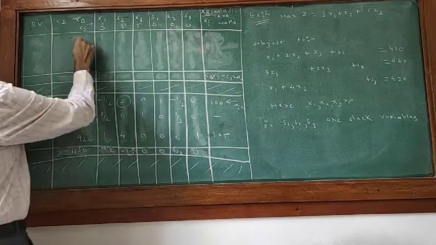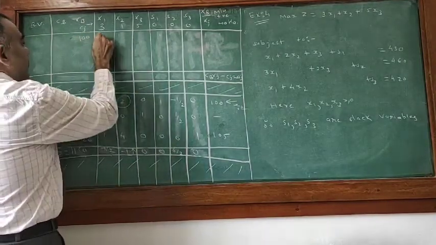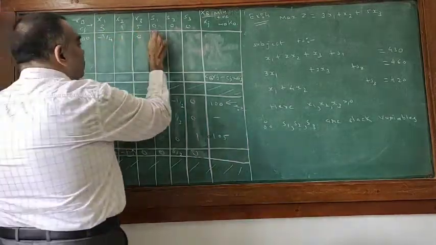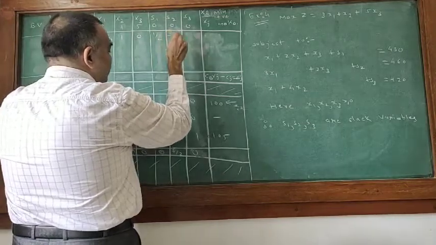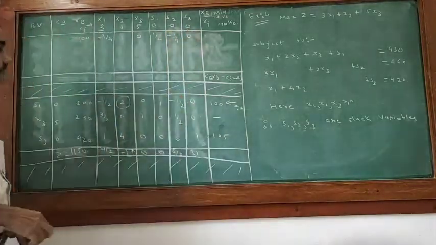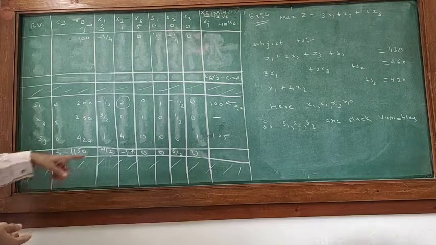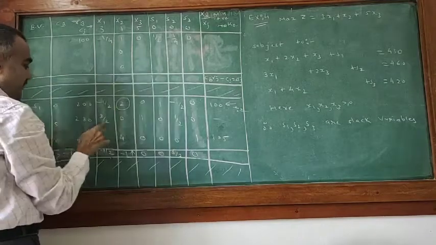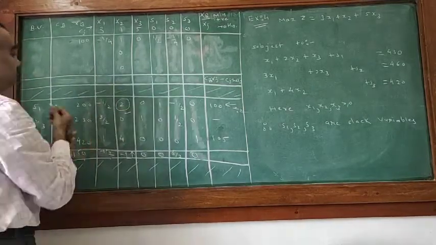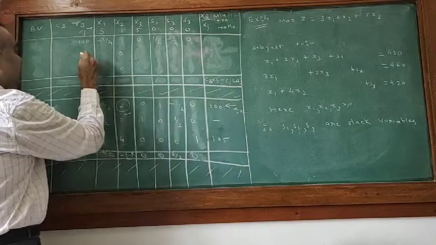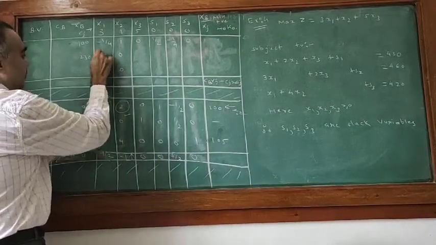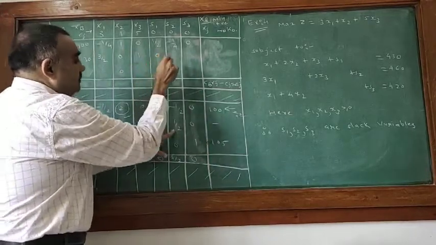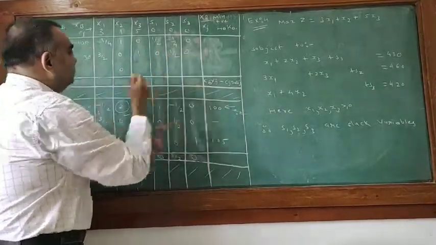So it is 100, minus 1 by 4, 1, 0, 1 by 2, minus 1 by 4, 0. Then I wanted 0 at both these places. Fortunately there is 0. Therefore we have to do nothing for this row. So it is 230, 3 by 2, 0, 1, 0, 1 by 2, 0.